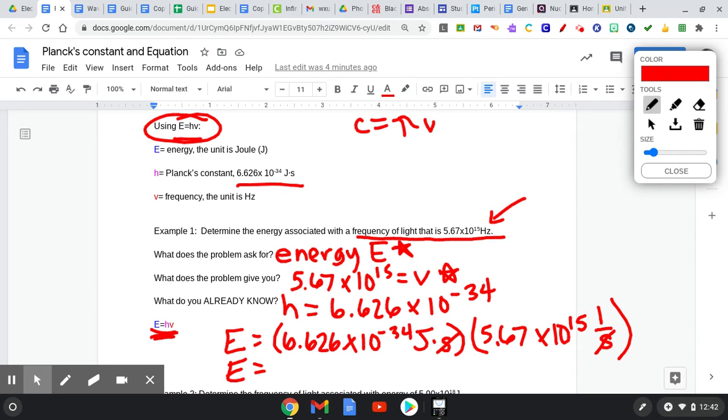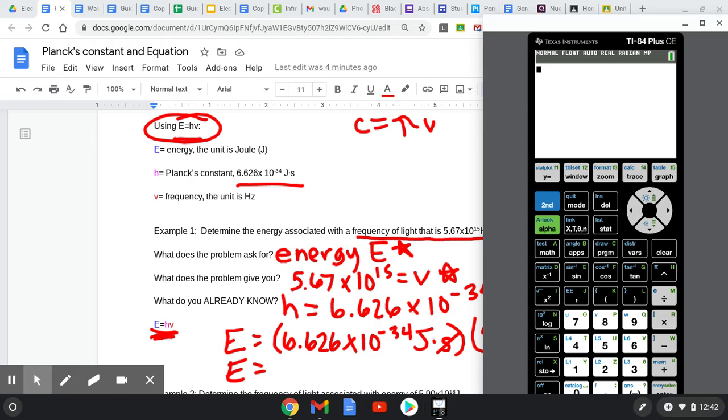So now I'm going to take my calculator and I'm going to enter my value. So I'm going to say 5.67 E15 times Planck's constant, 6.626 E negative 34 equals. And then it gives me an energy of 3.76, I'm going to round that, times 10 to the negative 18th joules. Okay, so that is my answer to the first problem.